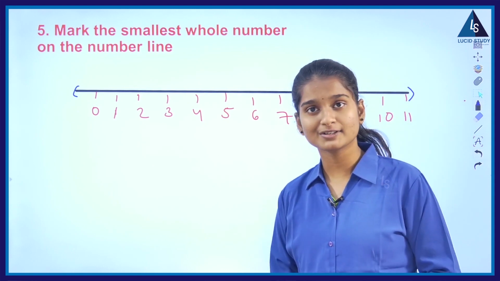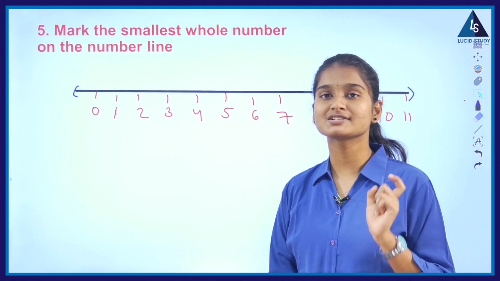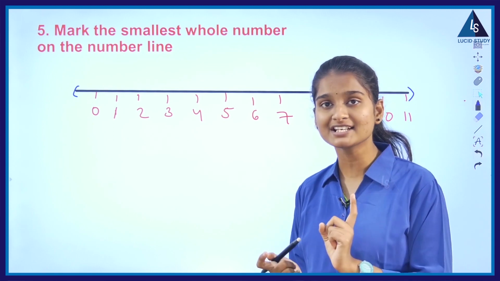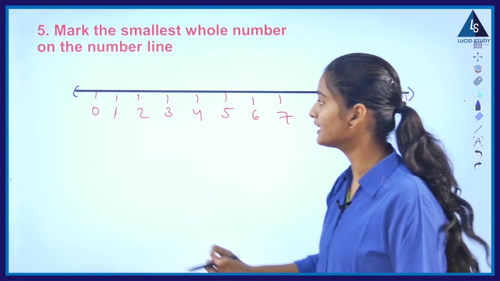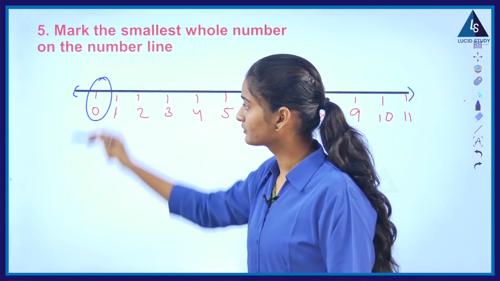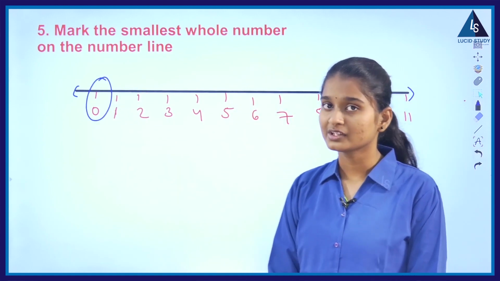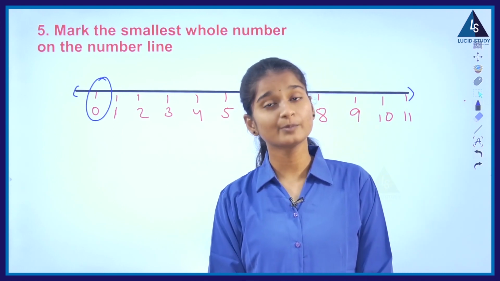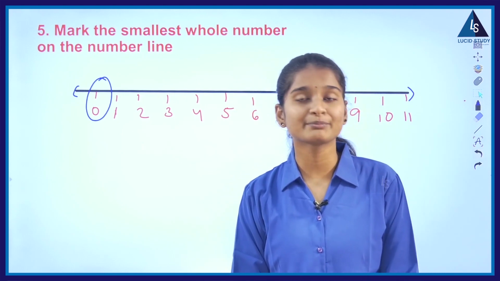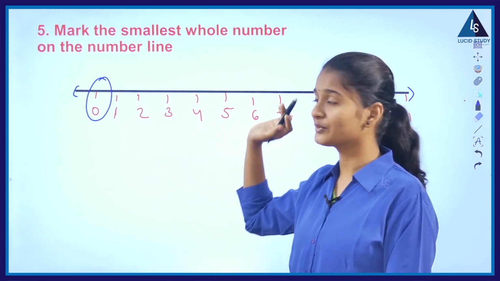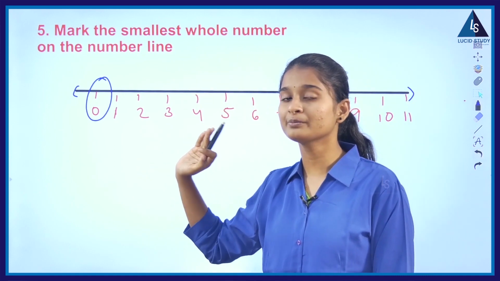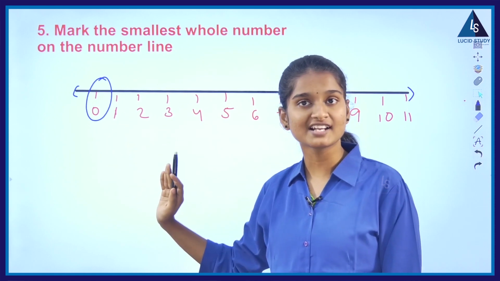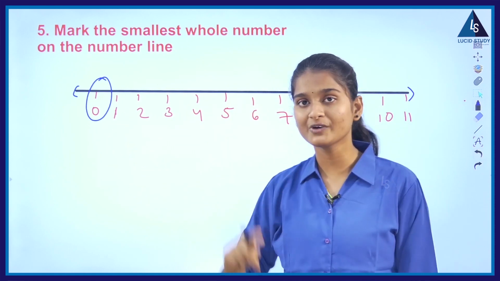So children, as I told you before, the smallest whole number is 0. The smallest whole number is 0 and the smallest natural number is 1. As the question here is about whole numbers, that is why we need to mark 0. If it is a natural number, then we need to mark 1.